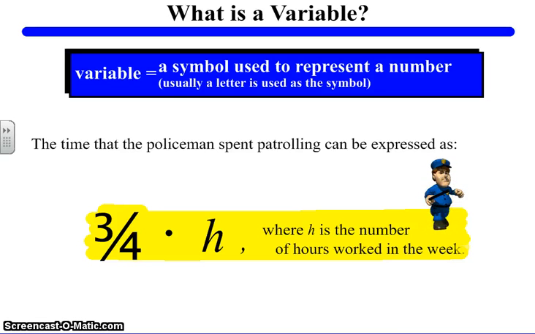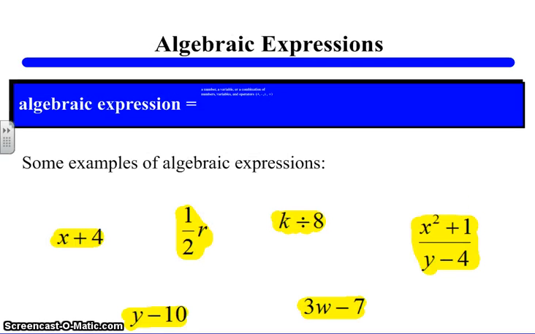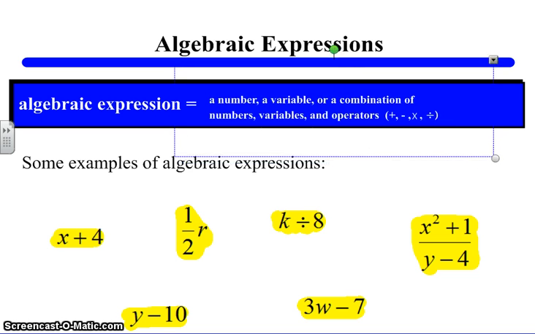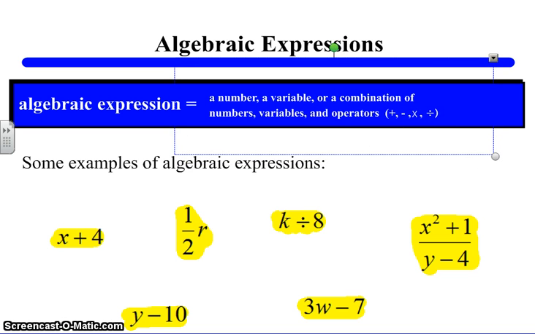We are going to use variables when we look at algebraic expressions. And an algebraic expression is a number, a variable, or a combination of numbers, variables, and operators. And those operators are our addition, subtraction, multiplication, and division. So make sure you have that definition in your notes.